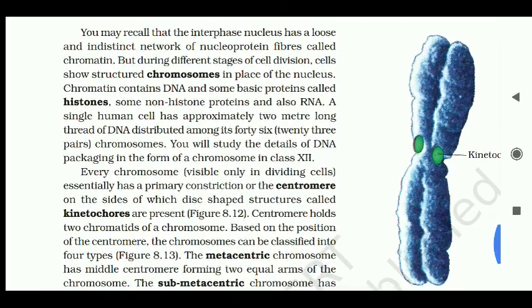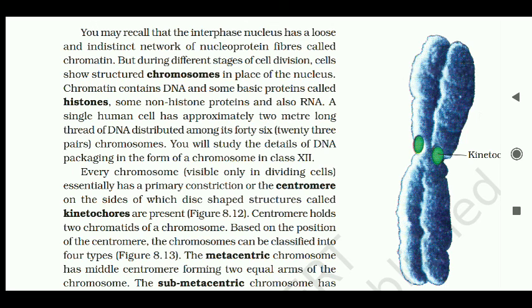You may recall that the interphase nucleus has a loose and indistinct network of nucleoprotein fibers called chromatin, but during different stages of cell division, cells show structured chromosomes in place of the nucleus. Chromatin contains DNA and some basic proteins called histones, some non-histone proteins, and also RNA. A single human cell has approximately 2-meter long thread of DNA distributed among its 23 pairs of chromosomes. You will study the details of DNA packaging in the form of a chromosome in class 12.